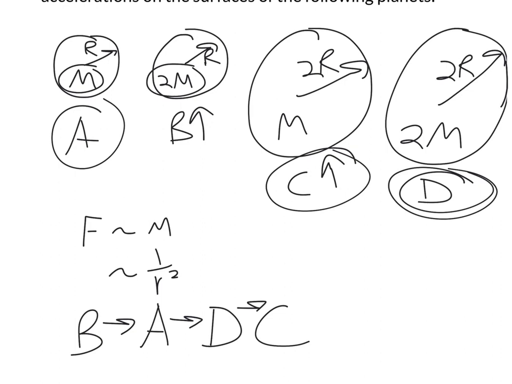Good times. So then you could ask yourself, what is the relationship between C and B? Well, it has half of B's mass, and then it has half of B's radius. So that's a half contribution from the mass and a 4th contribution. Well, a half times a 4th, so C has 1/8 of the gravity of B.